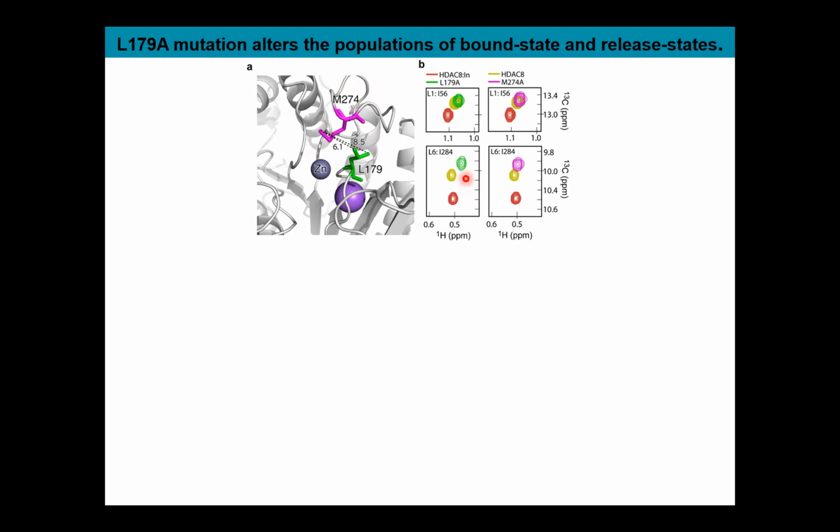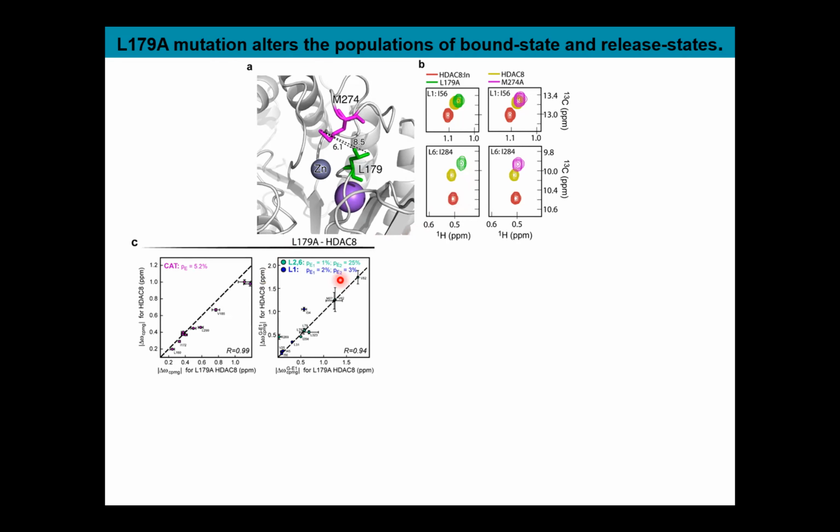When I recorded the methyl-TROSY spectrum, I found that for both L179A and M274A, the chemical shift is always away from the bound and the free state. It means there is definitely a destabilization of the bound state. To validate this, I recorded the CPMG data at three different temperatures in a similar way as the wild type HDAC, and I found a linear correlation between the delta omega of the wild type HDAC and the delta omega of the mutant HDAC for all the fittings. It means this mutant is also sampling a similar excited state as the wild type.